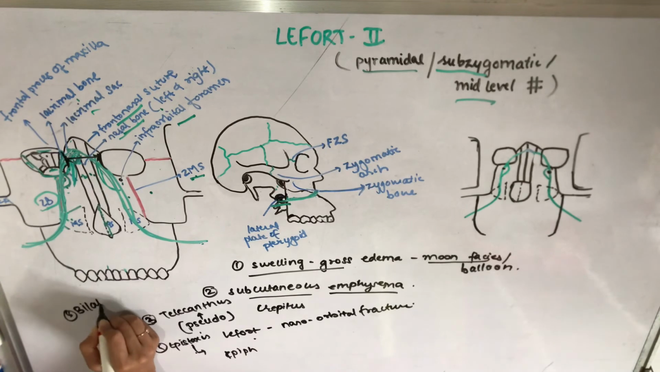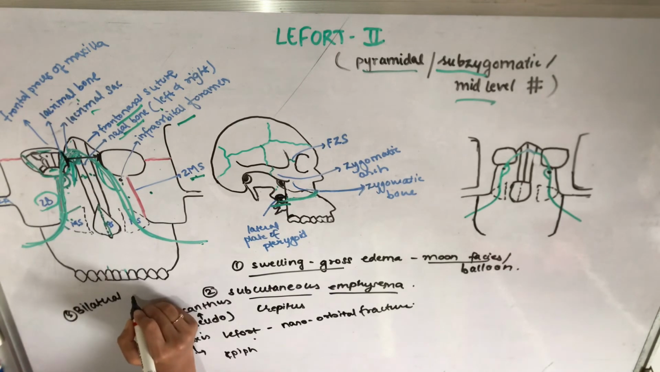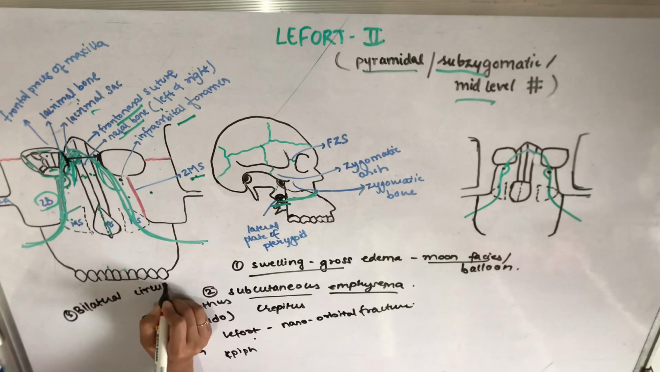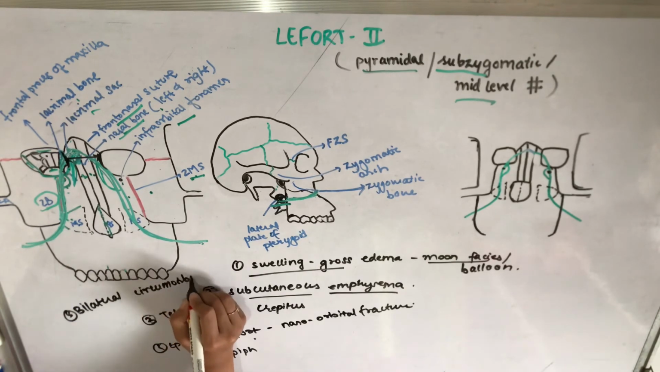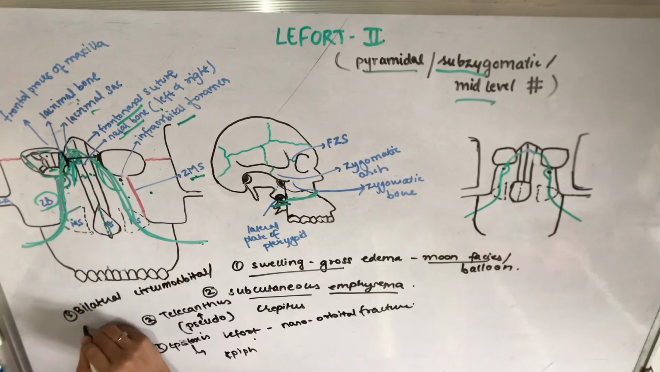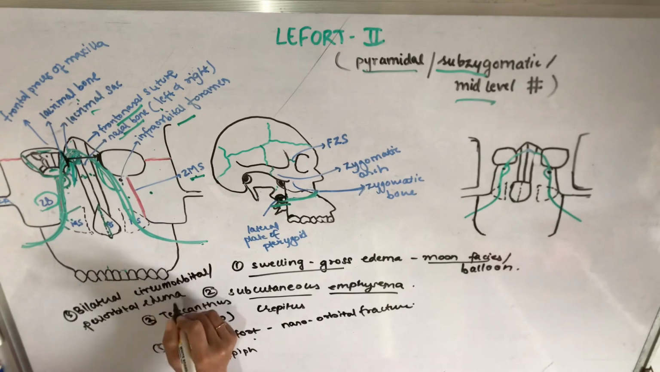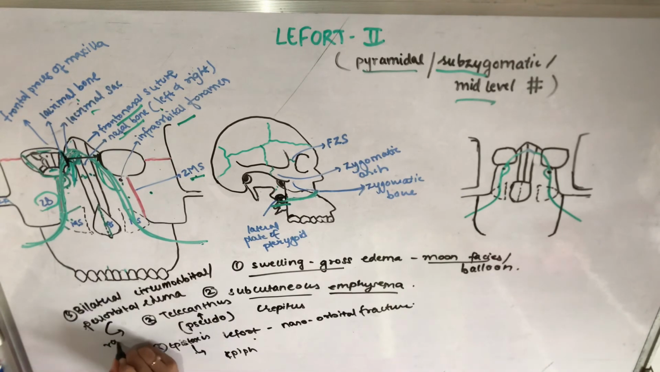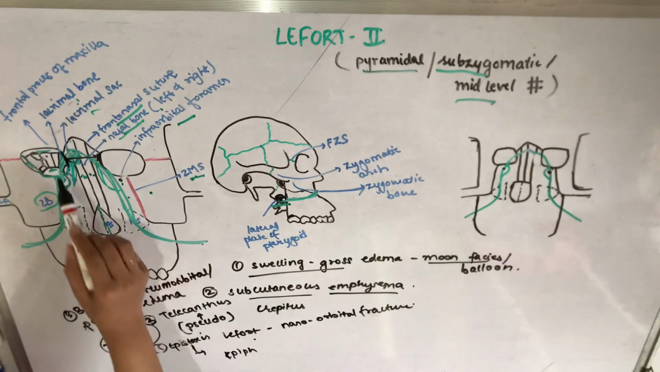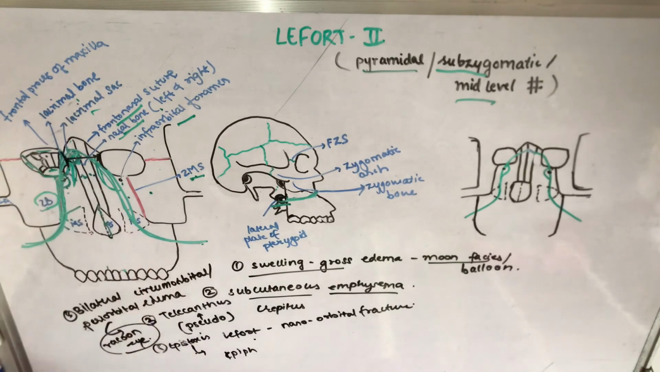The next clinical feature is bilateral circumorbital or periorbital edema. Circumorbital, or periorbital edema, and orbital edema, and it gives the appearance of the raccoon eyes. So this is again a classical feature for this Lefort 2. You'll have these raccoon eyes because your orbits are involved, and because of that there is edema around this orbit, and that is the circumorbital edema.